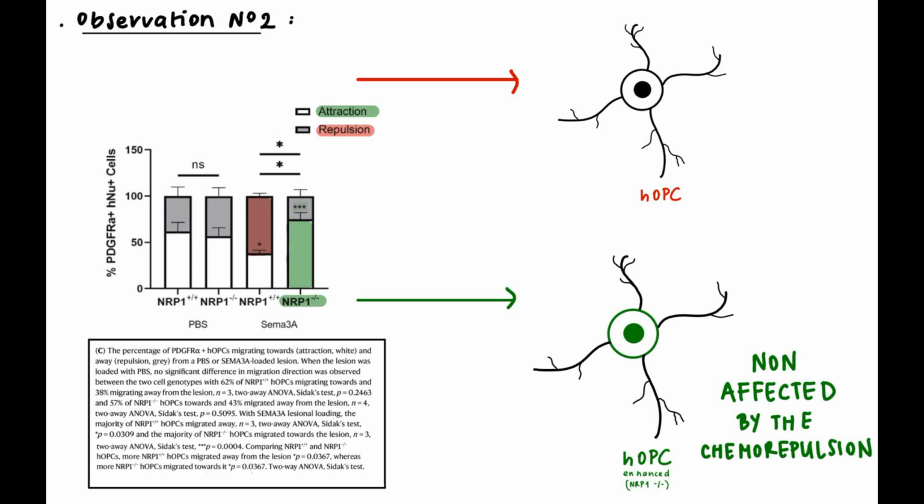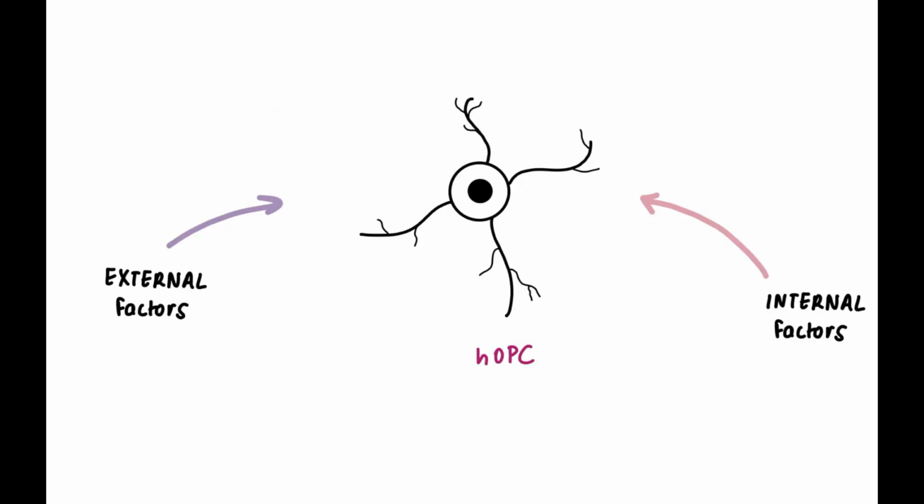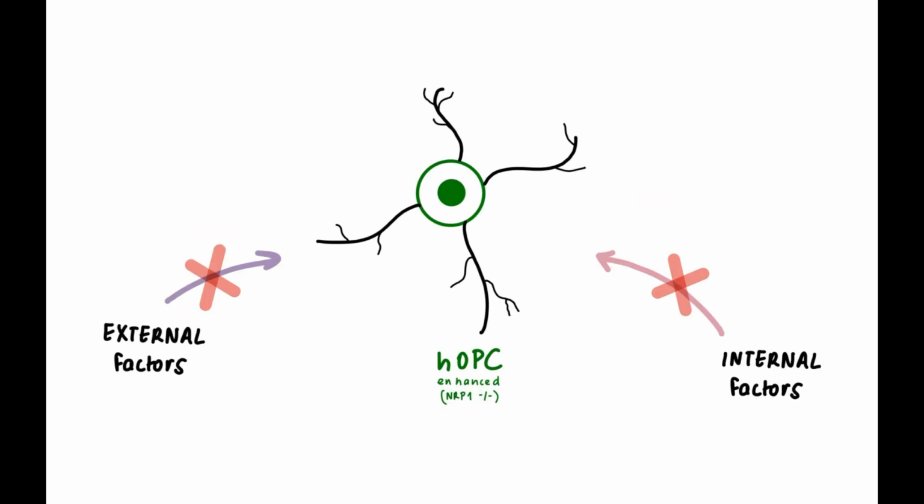What they found is that not only the migration is enhanced, but it also leads to improved remyelination. As you can see on this figure right here, the percentage of myelinated fibers has clearly increased, making this difference statistically significant. What we can take away from this study is that this genetic manipulation could overcome the issues that we faced with older methods.